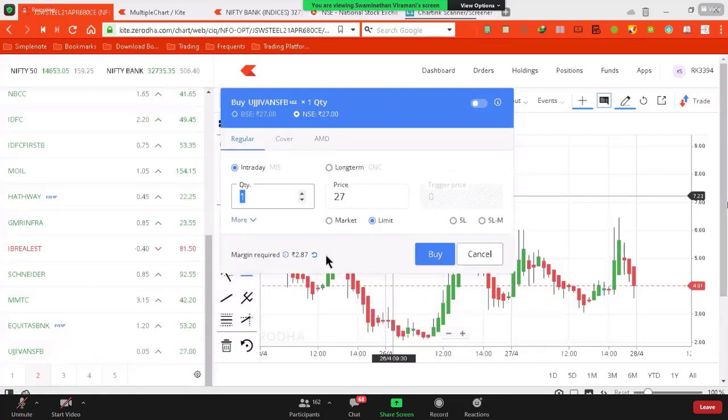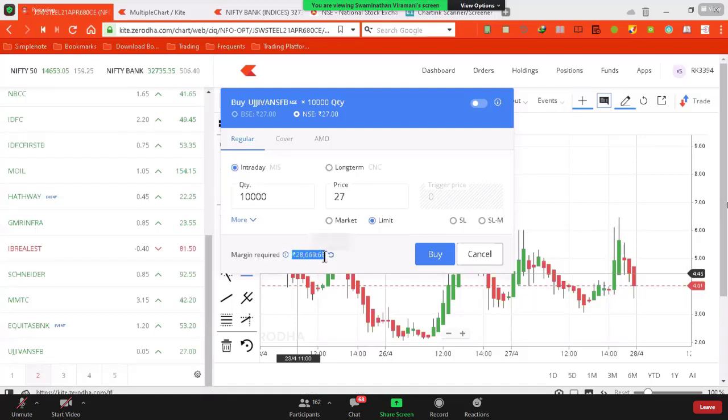Can I show you how much margin Zerodha requires for you to trade one share? 2 rupees 87 paisa for a stock price of 27 rupees. If you want to trade 10,000 shares, your margin is only 28,000 instead of 2,70,000. Would you be interested in trading this, even for a 50 paisa move?